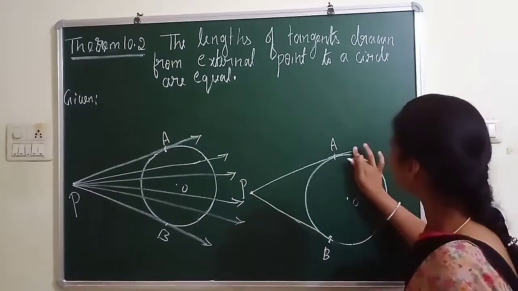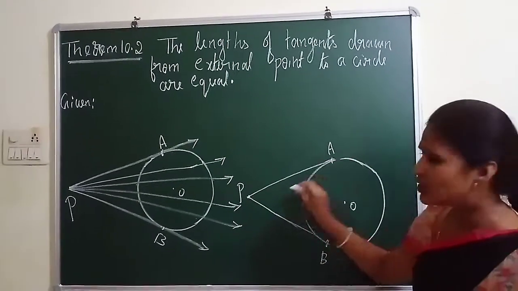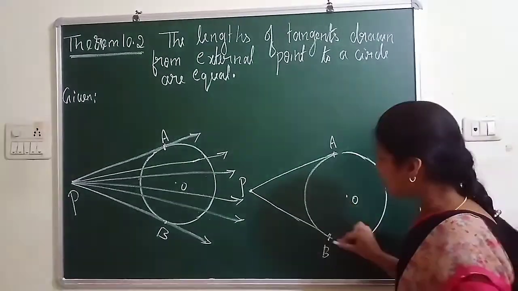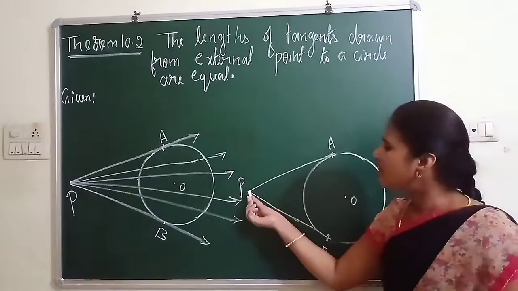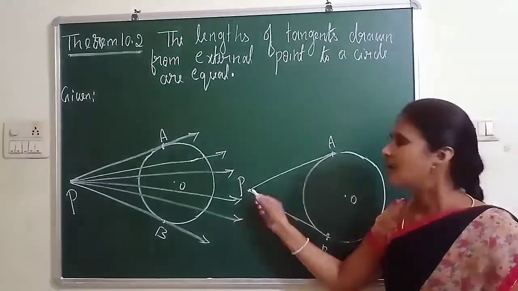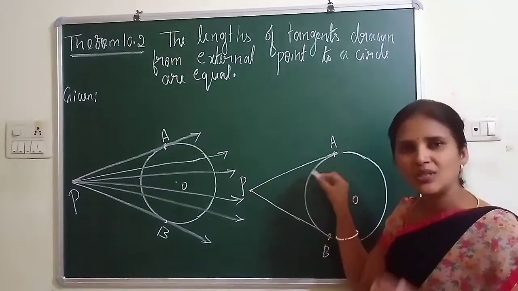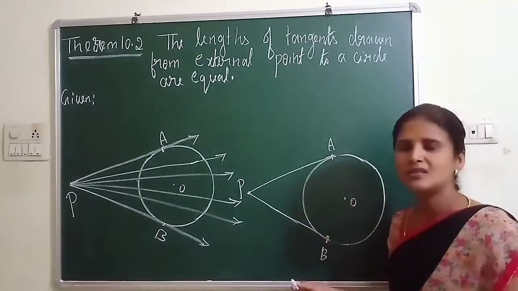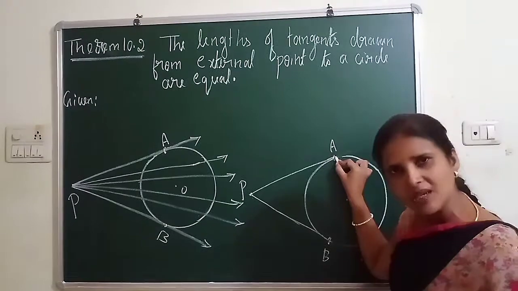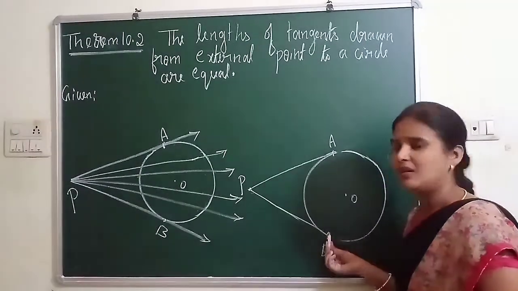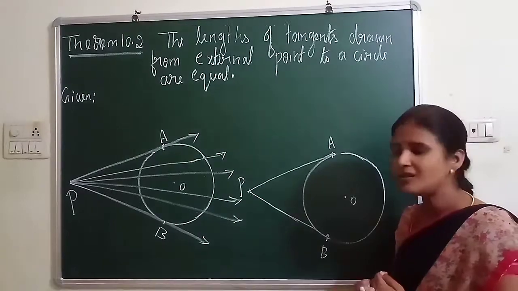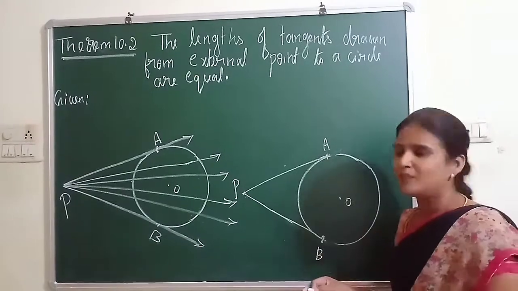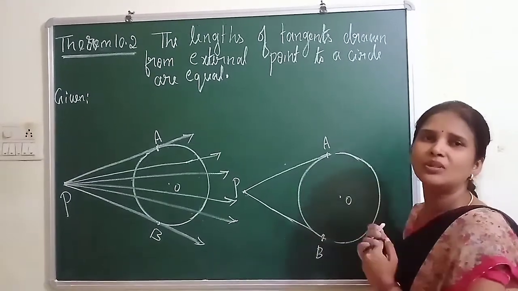So if I measure the length PA, you try to do this in your book as an activity. Take some radius and draw one circle. Take anywhere one point outside the circle and draw the tangents. You can do this as an activity. PA, draw one tangent. PB, draw one tangent, and take a scale and measure the length of PA and the length of PB. You can observe, what can you observe? Can you imagine? You can observe that the lengths of these 2 tangents are equal. So this is an activity to correlate to theorem 10.2.